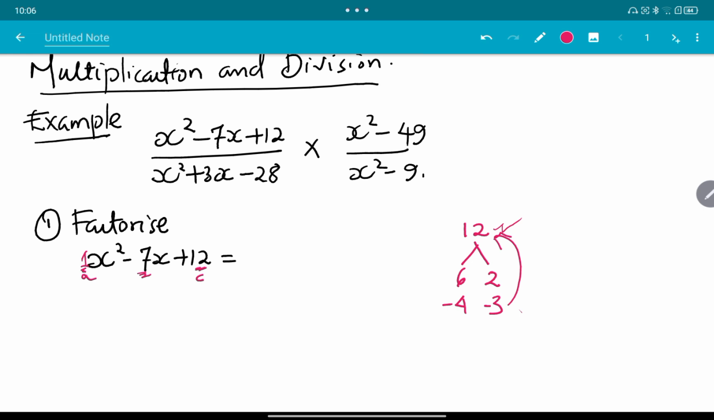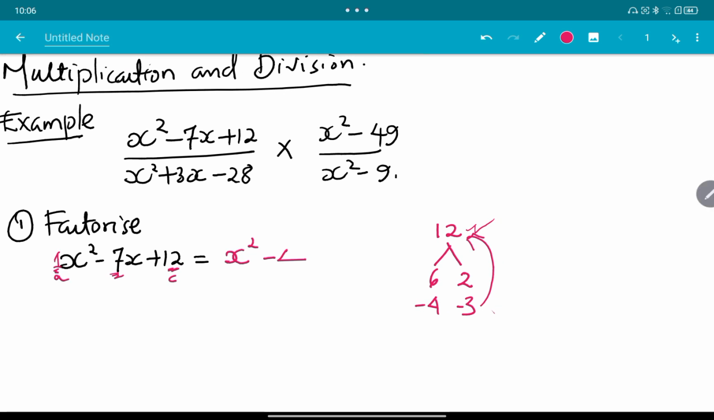So that is the product sum. When I replace them, I'll have x squared minus 4x minus 3x plus 12. Group them into two. The common factor in the first bracket is x, so I'll remain with x minus 4, minus the common factor in the second bracket, which is 3. When I factor out, I'll have x minus 4, okay?